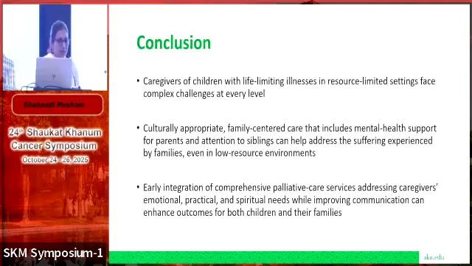So in conclusion, caregivers of children with life-limiting illnesses in resource-limited settings face complex challenges at every level. Culture-appropriate, family-centered care that includes mental health support for parents and attention to siblings can help address the suffering experienced by families even in resource-limited settings. So early integration of comprehensive palliative care services addressing caregivers' emotional, practical and spiritual needs while improving communication can enhance outcomes for both children and their families. Thank you.